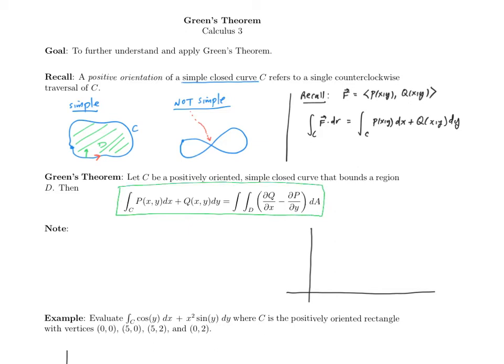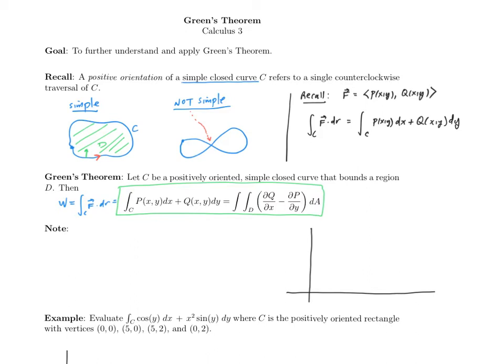But note, we always need those precise hypotheses. C must be a positively oriented, simple closed curve. And note, the integral that we have is really the line integral over a vector field. And that line integral over a vector field calculates work. So this is very much related to recent topics of interest.